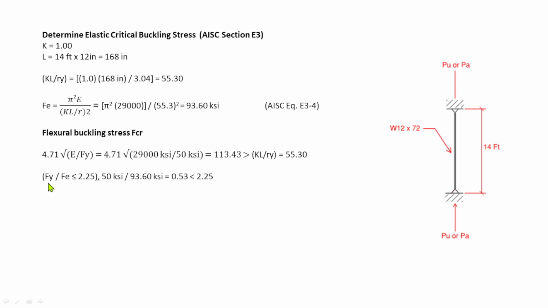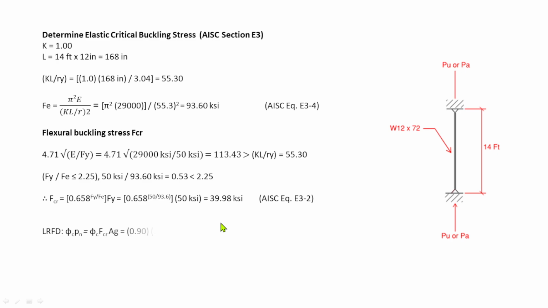The second criteria is Fy over Fe should be less than or equal to 2.25. So 50 divided by 93.6, which is from here, is equal to 0.53, which is less than 2.25. So we meet both criteria. Therefore, we can use this equation according to the table of the AISC manual.